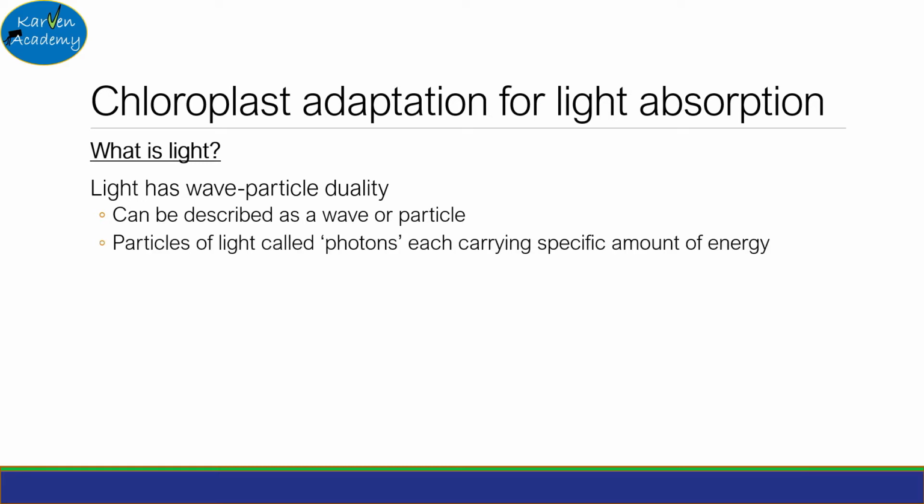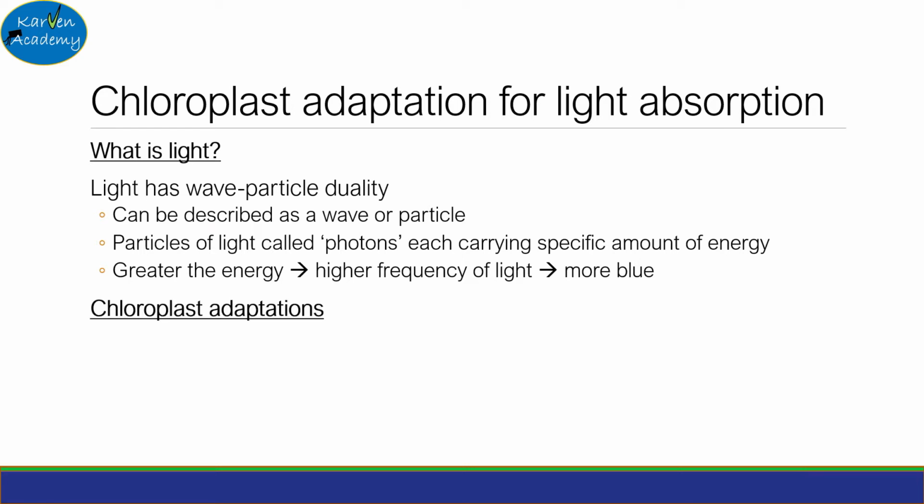A particle of light is called a photon, and it carries a specific amount of energy. When this photon moves, it moves as a wave. The greater the amount of energy a photon carries, the higher the frequency of light, and this appears blue in color. Hopefully that made sense.